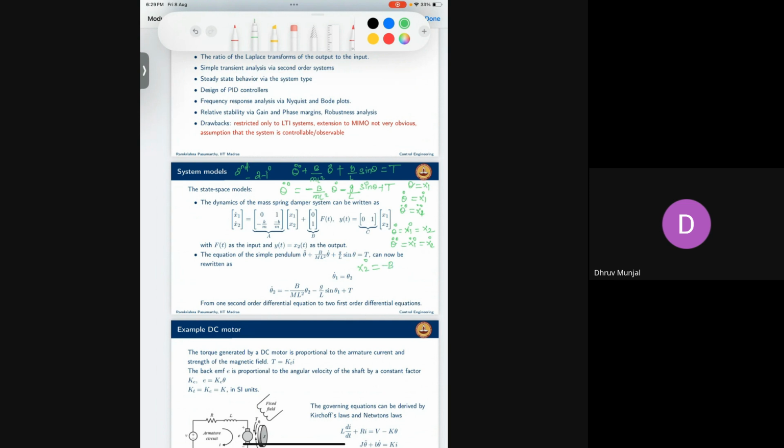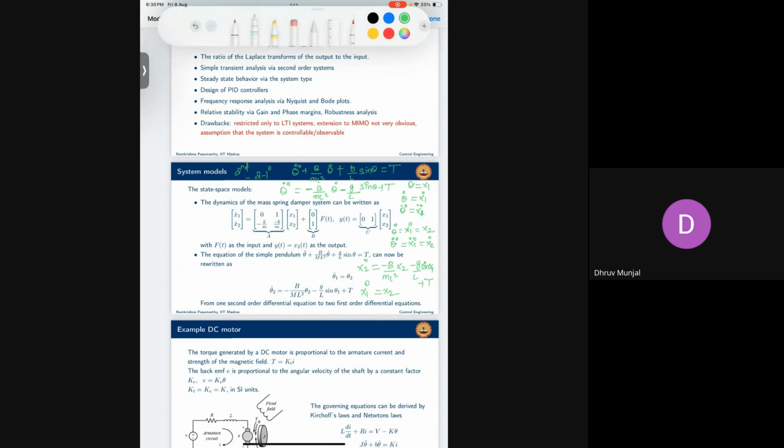Now this will be b by ml square. Theta dot can be replaced by x2, minus g by l sine theta, where theta will be replaced by x1, plus t. That's it. One equation we have written, x2 dot, then x1 dot is equal to x2 simply. Every time it will be like this. So we have two differential equations.